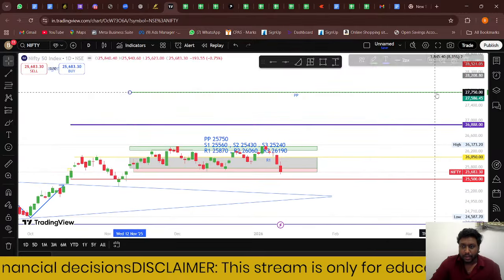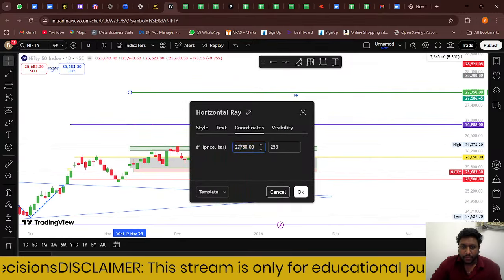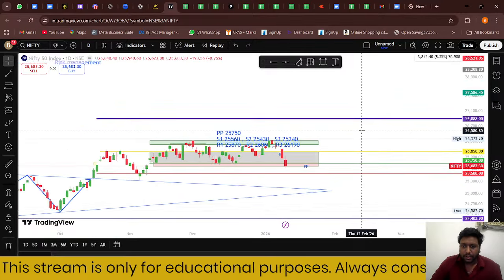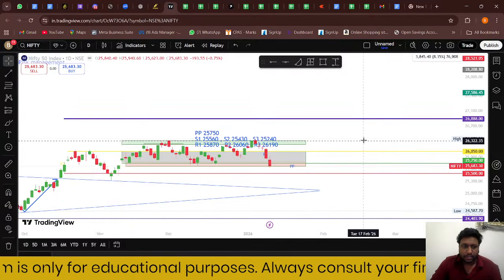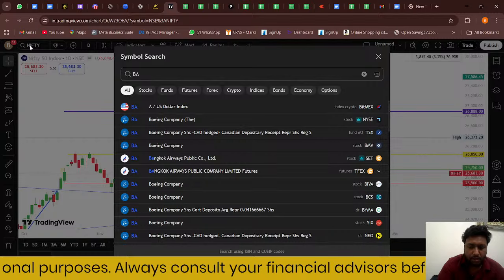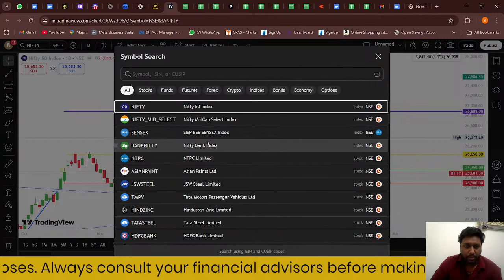Oh, I marked 27, I'm sorry. 25,750. We already marked the pivot lines. We'll come back to this level on Nifty, and we'll go to Bank Nifty for now, mark the levels and come back.